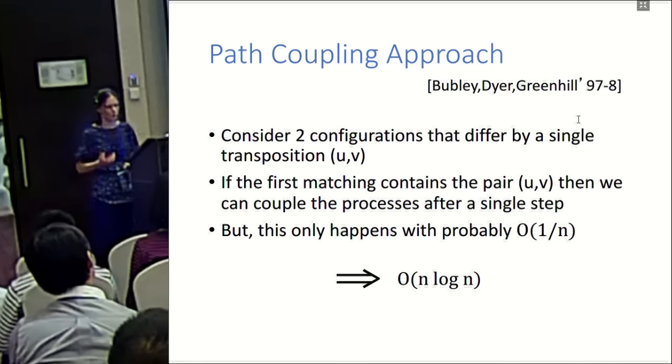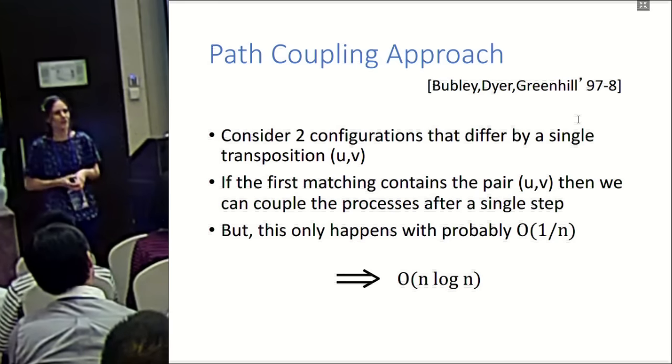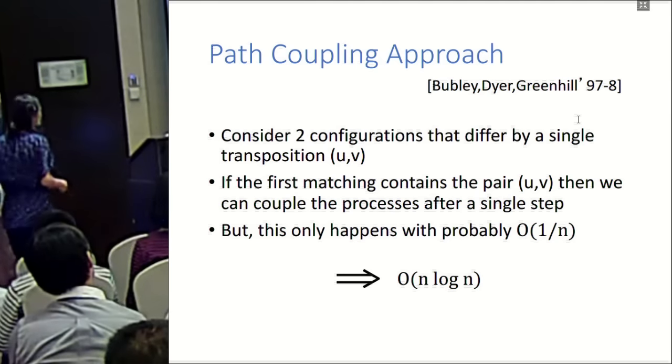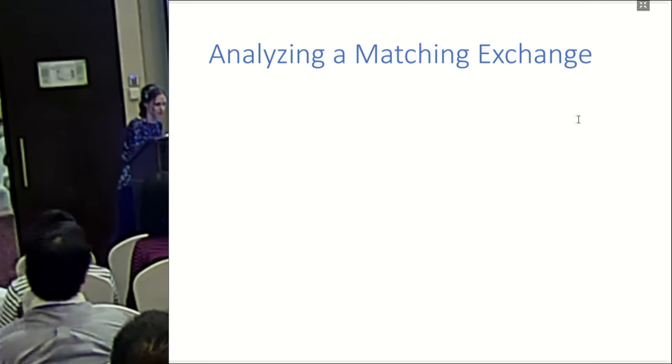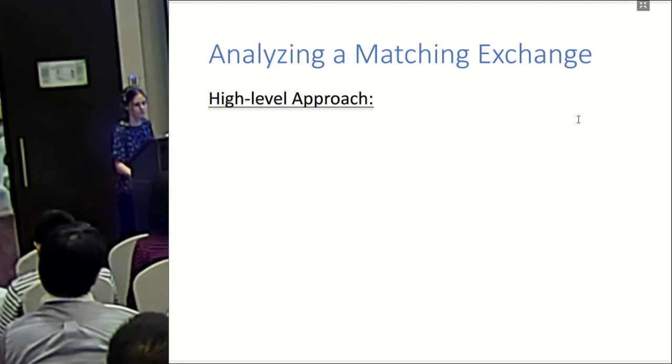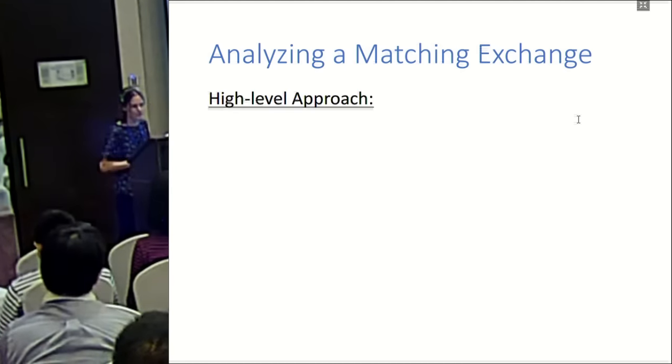Okay, so this isn't going to work because this will give us a bound of n log n, which really hasn't helped us at all. It just got worse. Okay, so what they do in the case of the matching exchange process to get a better bound, here's the high-level approach.